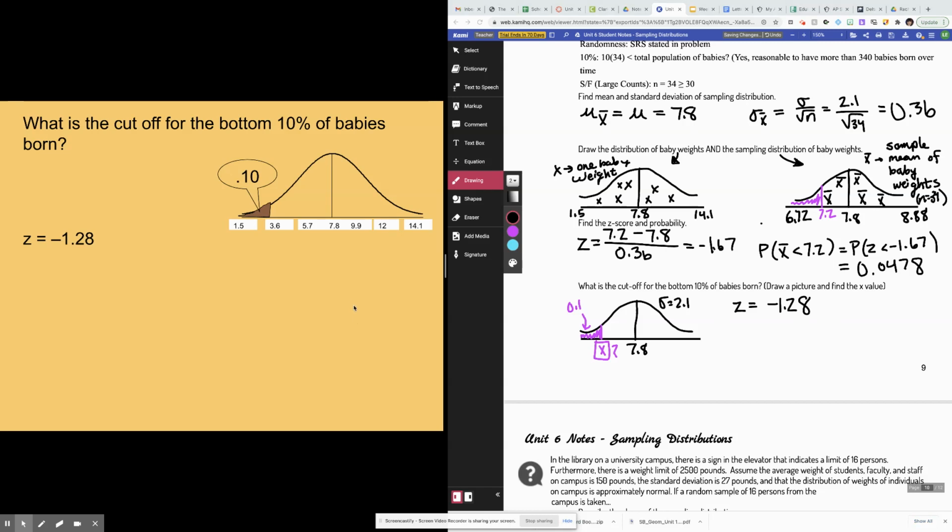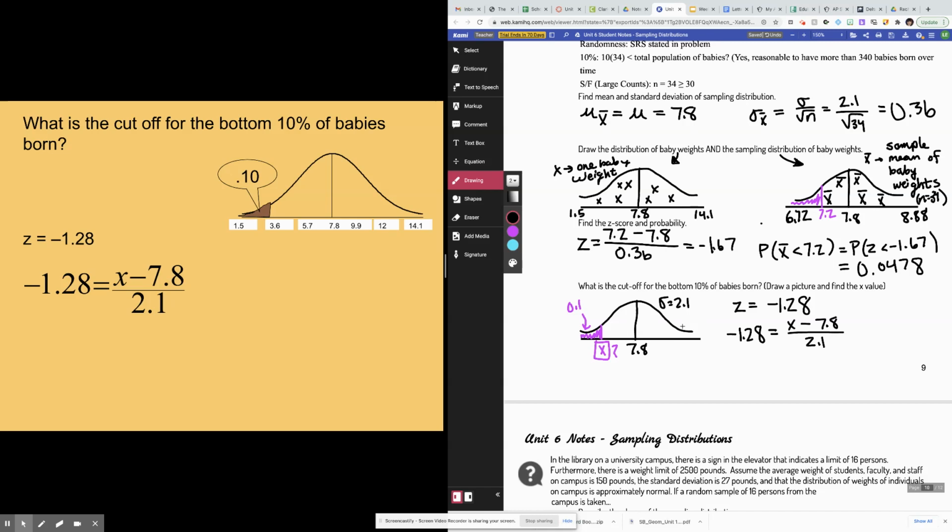Okay, so now I need to plug that into my z-score formula. So remember, my z-score formula is z, which we have in this case, negative 1.28, equals my data point, x, which I don't know, minus my mean, which is 7.8, divided by my standard deviation, which is 2.1.